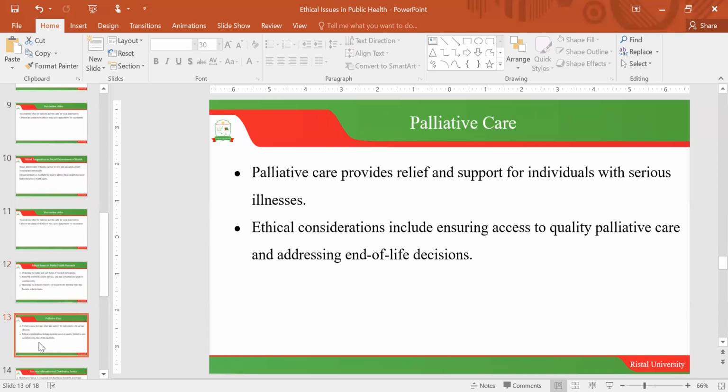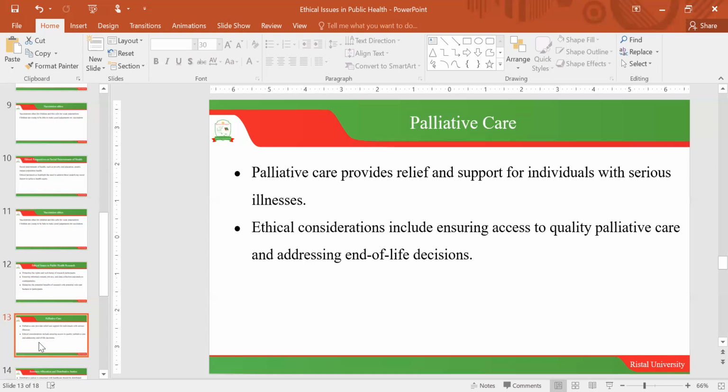Palliative care is caring for people who have terminal illnesses, people who are actually going to die because of their condition, which is in terminal stages. These people usually need to be cared for, and that care is what we call palliative care. What does palliative care involve? It involves making sure that people have a pain-free death.